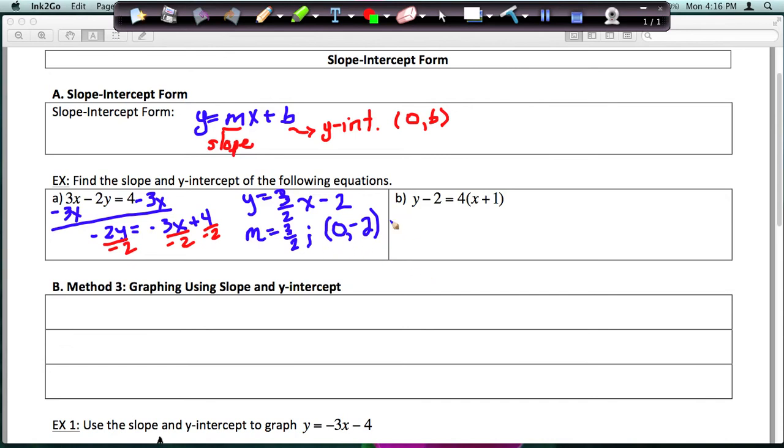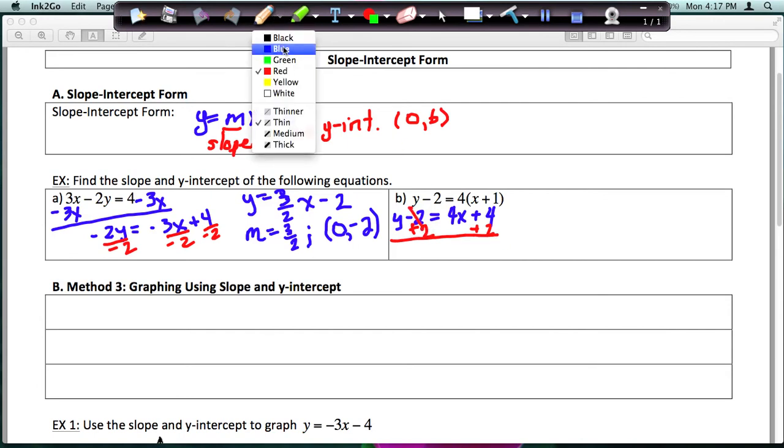Okay, so we're going to do the same thing with b, but first I need to distribute this 4 through my parentheses in order to simplify. So I have y minus 2 equals 4x plus 4. And then to get y by itself, I need to get rid of that minus 2, so I'm going to add 2 to both sides of the equal sign. You have to add like terms. I'm going to add this 2 to the 4. Okay, these 2's will cancel, and you'll wind up with y equals 4x plus 6.